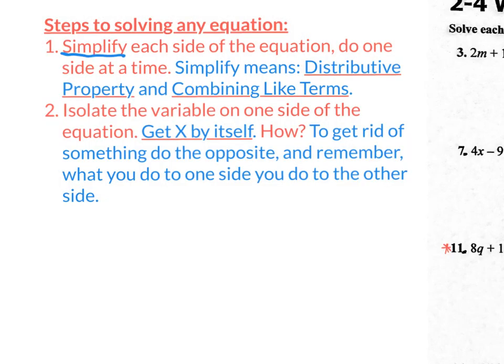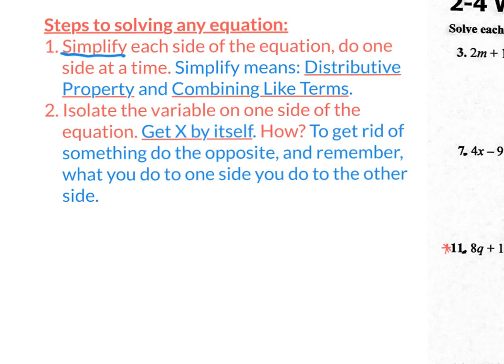So here are the instructions to solving any equation, right? We had this on the other videos. Step 1 is to simplify each side of the equation. Do one side at a time. Now, what does it mean to simplify? Simplify means distributive property and combining like terms. Okay? So a lot of times, especially on this worksheet, the equations are already simplified. You don't have to do step 1. There is no distributive property or combining like terms.